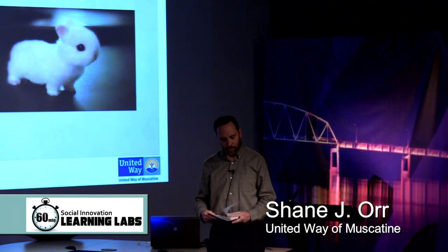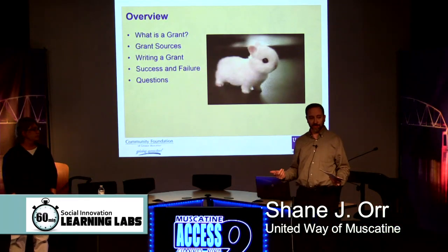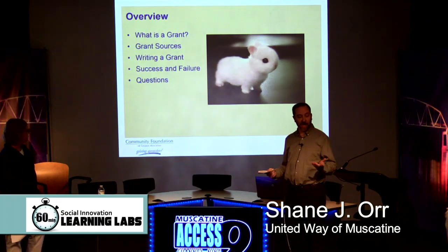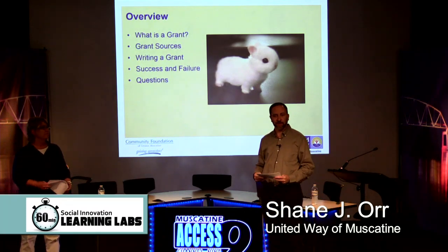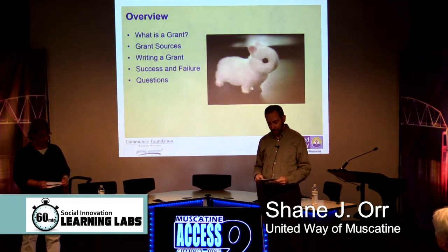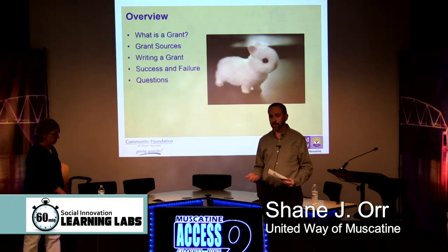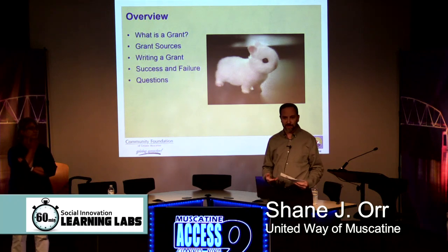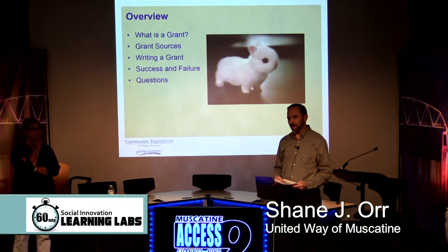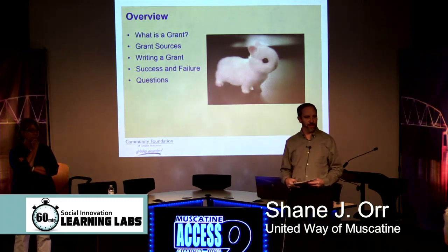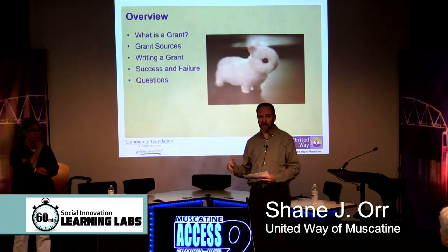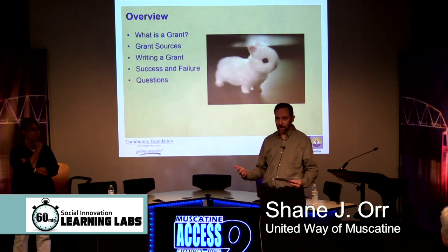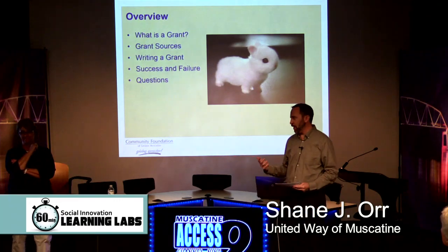So kind of an overview of what we'll be talking about. We're going to talk about what a grant is, first of all. We're going to be talking about some grant sources. So there are obviously Community Foundation and United Way, two grant sources, but there are many others out there, and we'll briefly hit on those. Then the bulk of what we'll be talking about is actually writing a grant, the steps, some tips, some things to avoid, things that you definitely want to make sure you're doing. And then at the end, we'll talk about success and failure. So whether you successfully wrote a grant and received some funding, or you wrote a grant and were turned down, how to handle both of those situations. And then again, we'll have time at the end for questions.